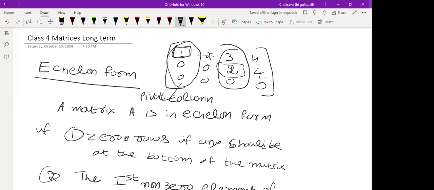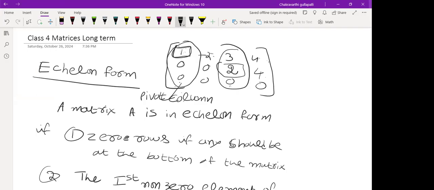In the second row, the pivot is 2, and below that it is 0. So in the first row, the pivot is 1, lying in the first column, and below that is 0. In the second row, the pivot is 2, lying in the third column, and below that is 0. Above need not be 0, only below. The third row does not have any pivot, so you can leave it.